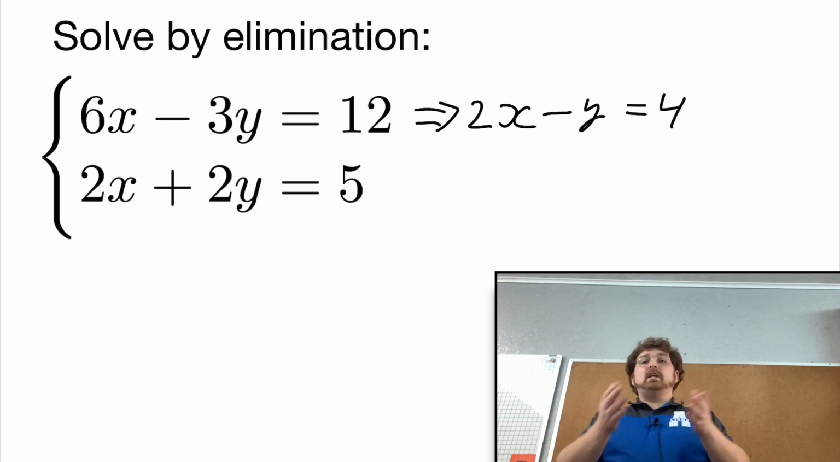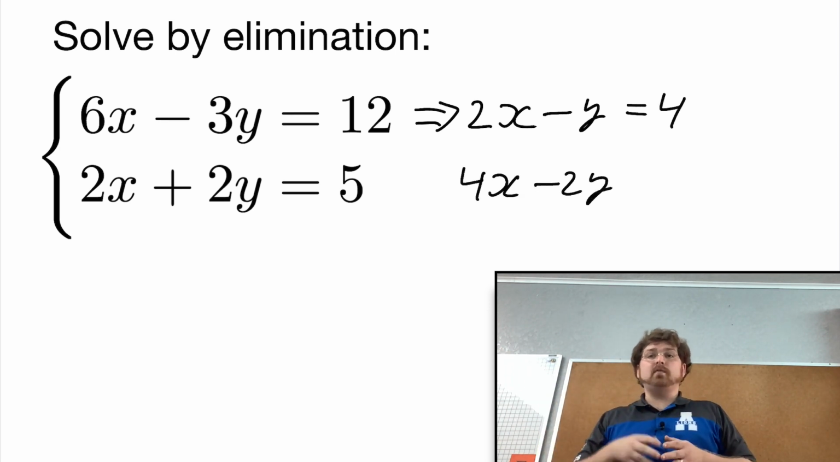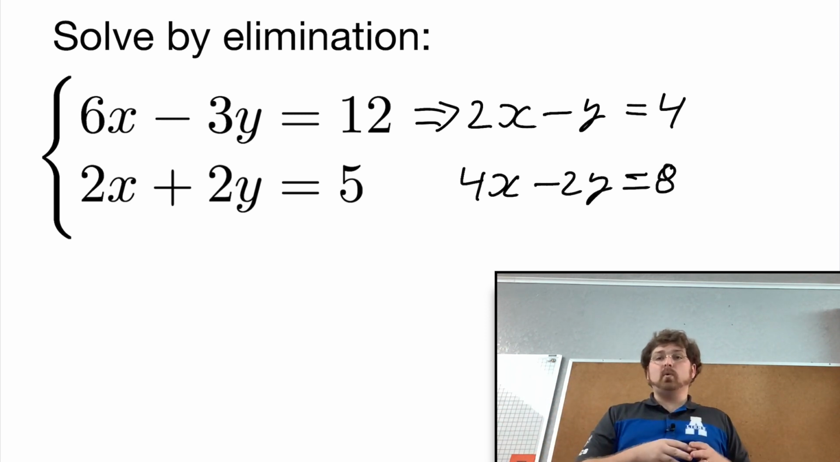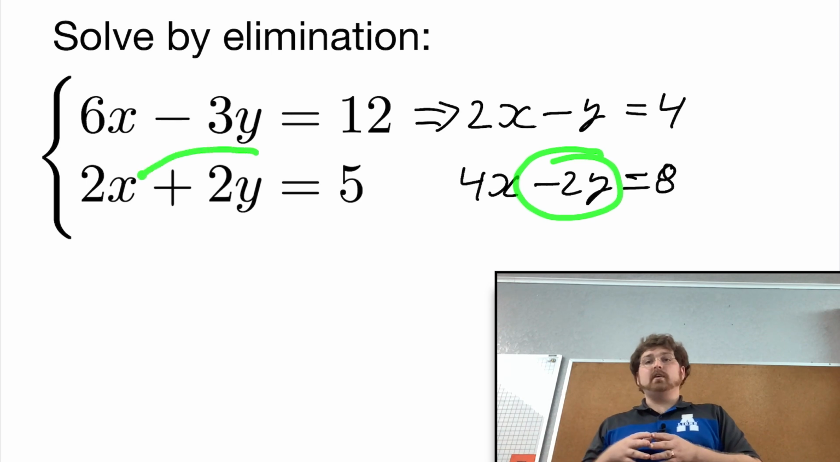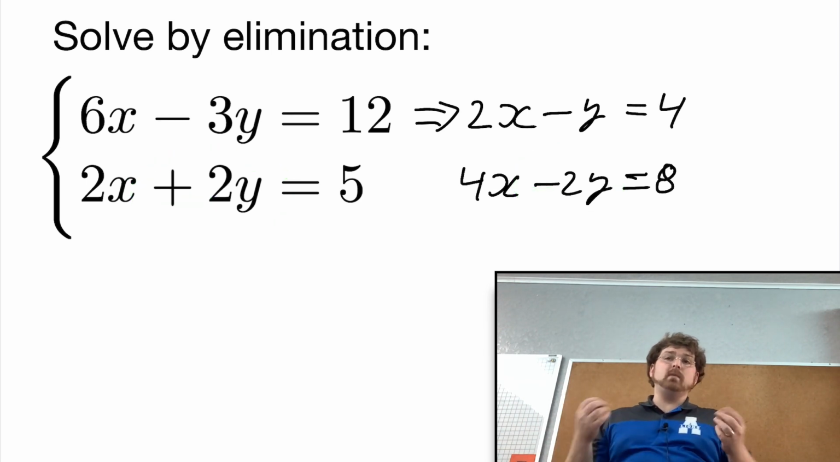Then we have to notice that we can't do anything with that. But we do have positive 2y and minus y in our two equations. So we multiply by 2, we get 4x minus 2y equals 8. And now we have a plus 2y in one equation and a minus 2y in the other. So there's our minus 2 and our plus 2. The plus and the minus will eliminate each other.